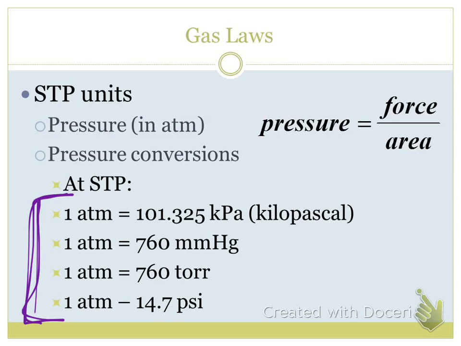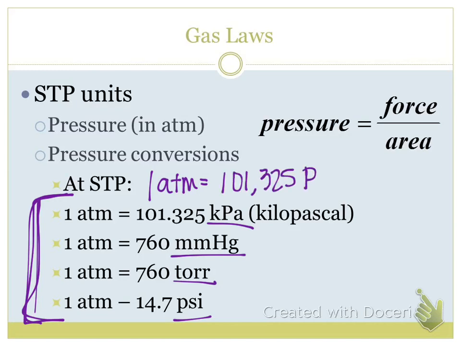1 ATM equals some number of kPa, which is kilopascals; this is millimeters of mercury; this is called torr; and this is psi. A kilopascal is just another, pretty common, unit for pressure. If it gave it to you in just pascals, we would convert from kilopascals to pascals, and it would say 1 atmosphere equals 101,325 pascals. It doesn't really matter. If you can convert from regular to kilo, then you don't need to write it down, but you can if you want.